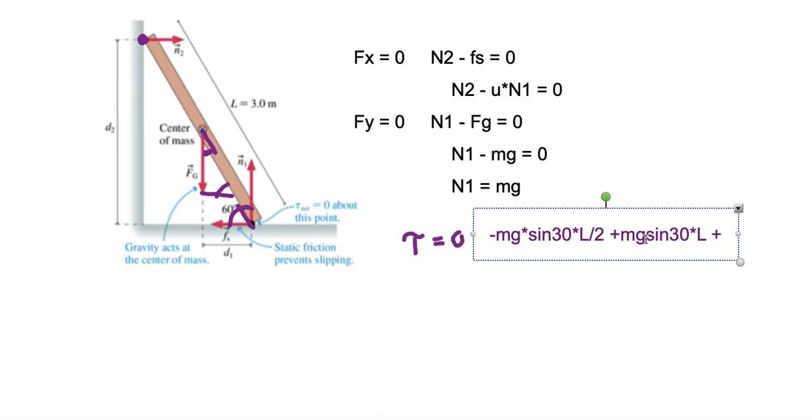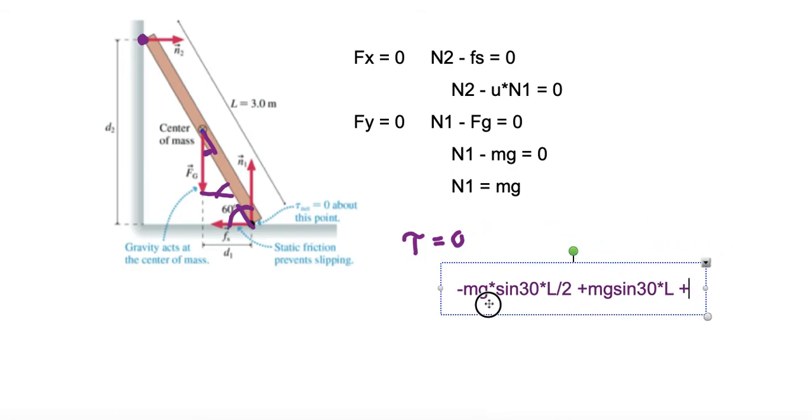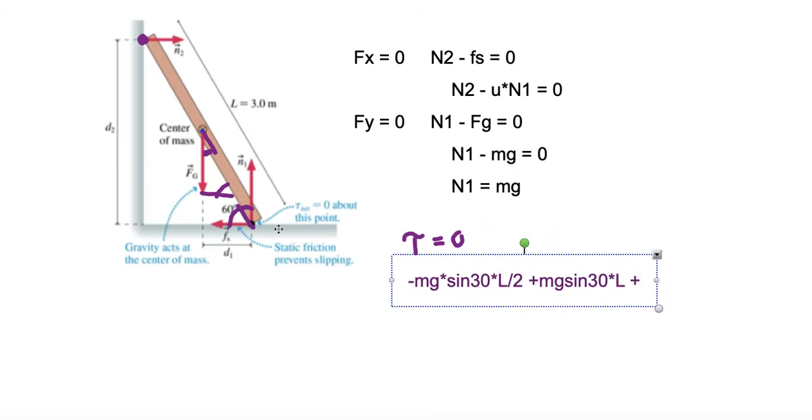Okay, and then we have one more torque. I'm going to move this down here, which is the friction force, which is now going in the opposite direction. It's a negative torque because it's rotating it counterclockwise. It is at an angle of 60 with the lever arm. And so we have our friction force times the sine of 60 degrees times our lever arm, which is L, and that all has to equal 0.